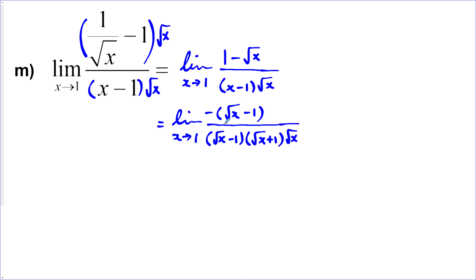And now you see that I have a matching factor, numerator and denominator. And it's actually safe to let x go to 1 now because I've eliminated the problem. So in the numerator, I just have negative 1. Remember, when I divide, I get 1. I don't get 0. So negative 1. And I put in x equals 1 right here. So the square root of 1 is 1. 1 plus 1 is 2. And the square root of 1 is 1. So that's it. The limit is negative 1/2.